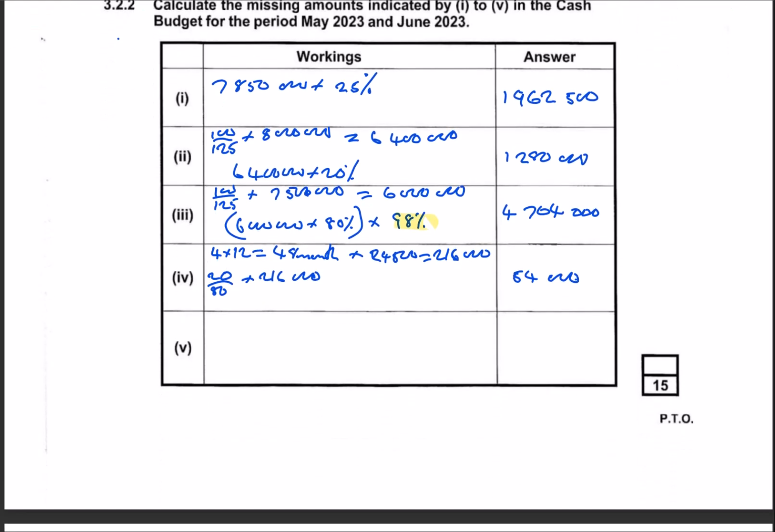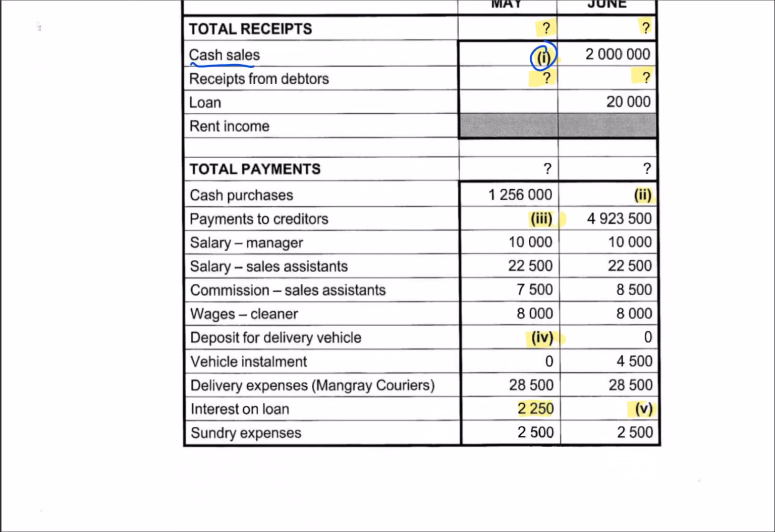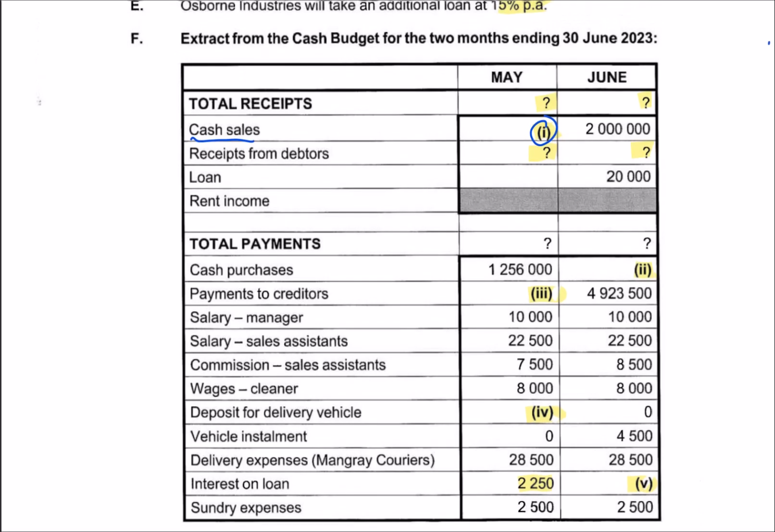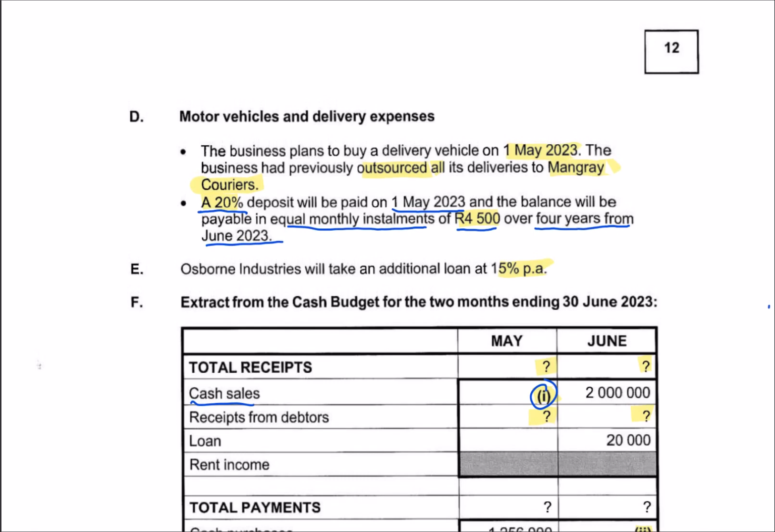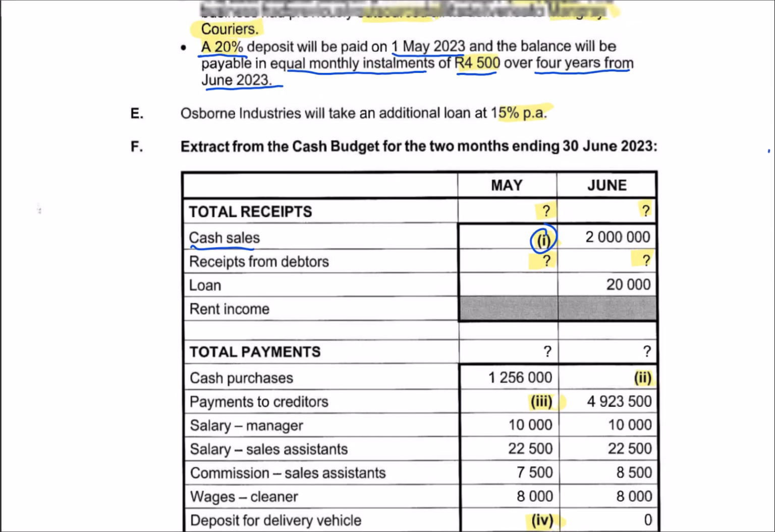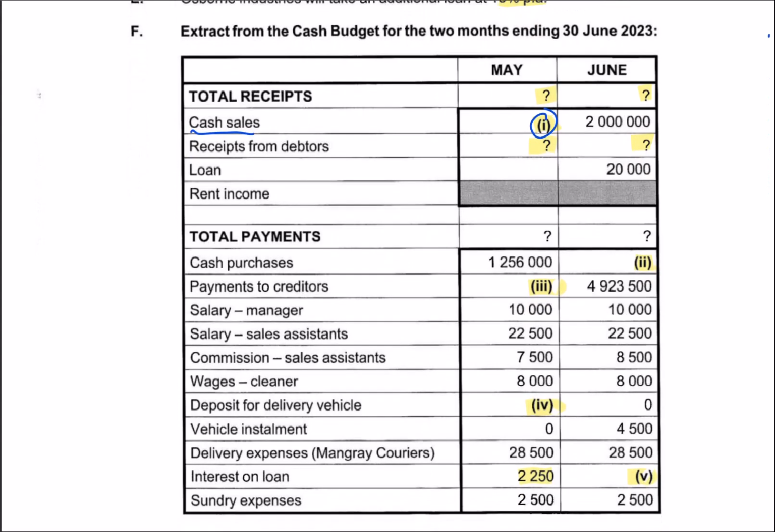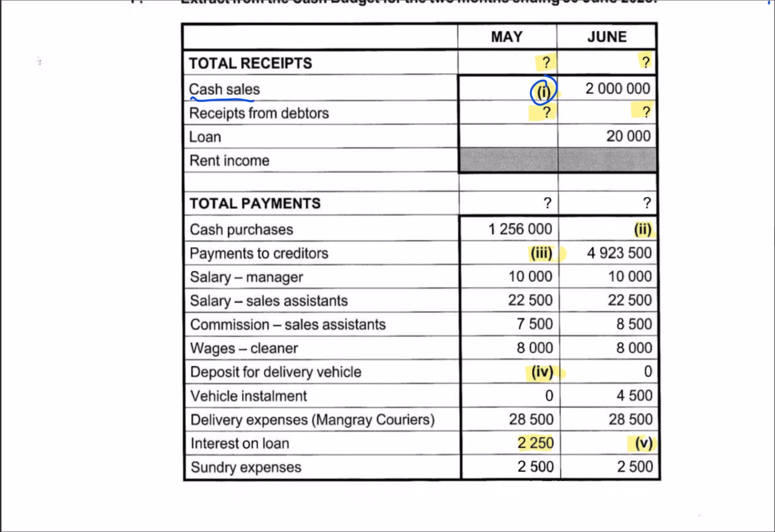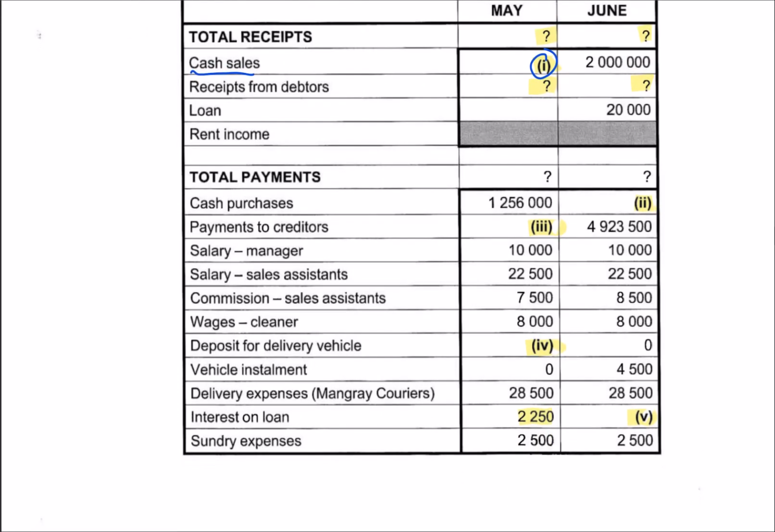Then the next question, question 5, interest on loan. Interest on loan we are given here: Osborne Industry will take an additional loan at 15% per annum. They didn't tell us when they will take it, but if you look at our budget, the extract from the cash budget, you can see we have a loan.